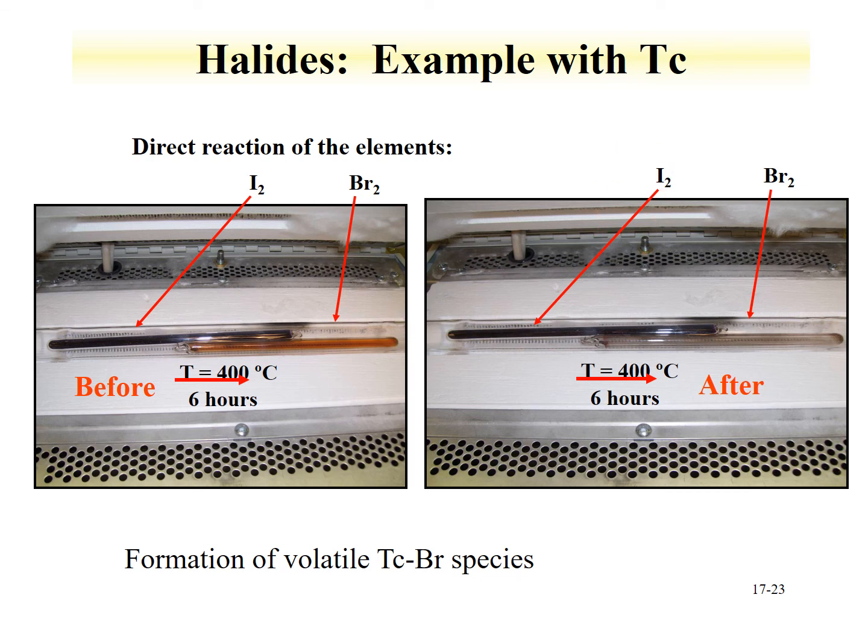The other thing that isn't as noticeable in this figure, but is shown here, is that in the cooler part of the tube, you have the condensation of technetium bromide species. The starting material was here as elemental technetium, and on the formation of the bromide species, it migrated down to the end of the tube. This can be used as a process for separations.